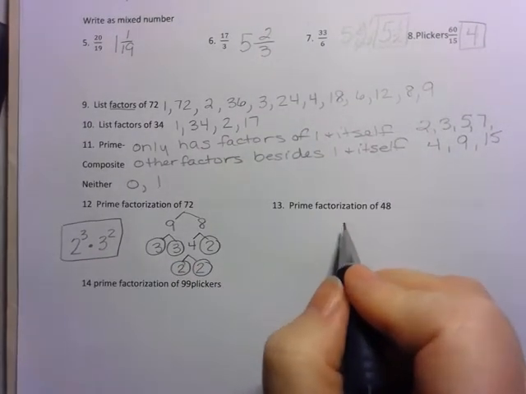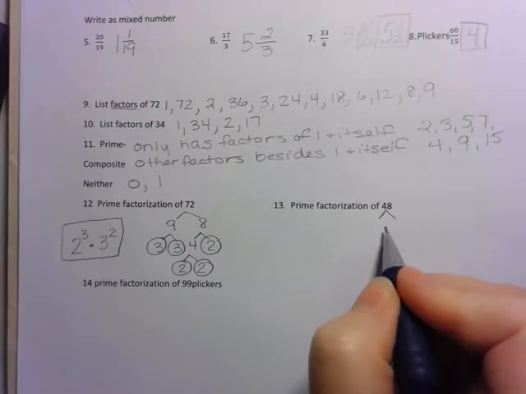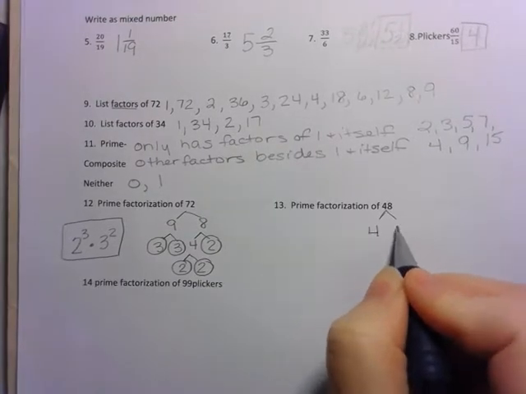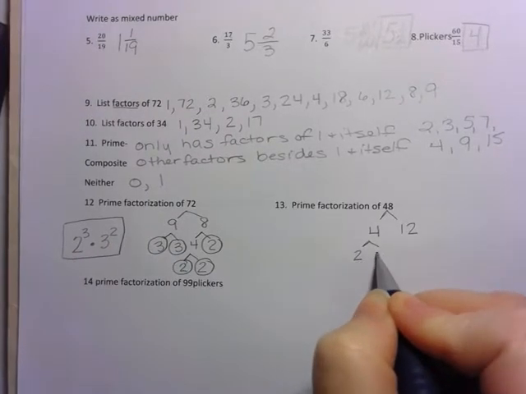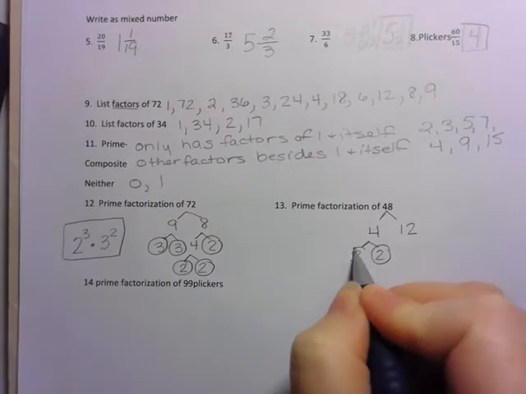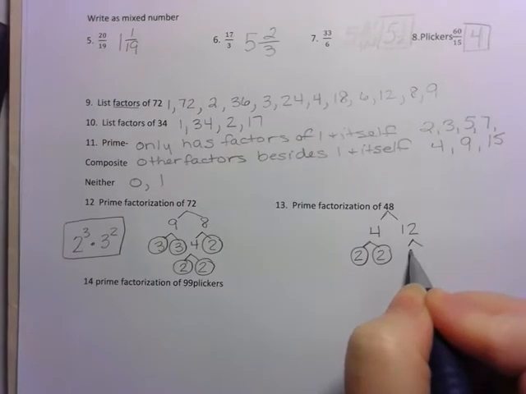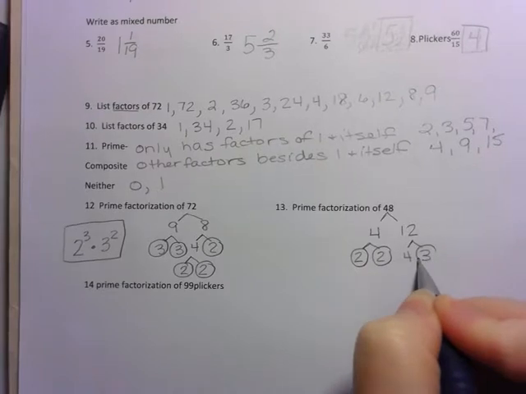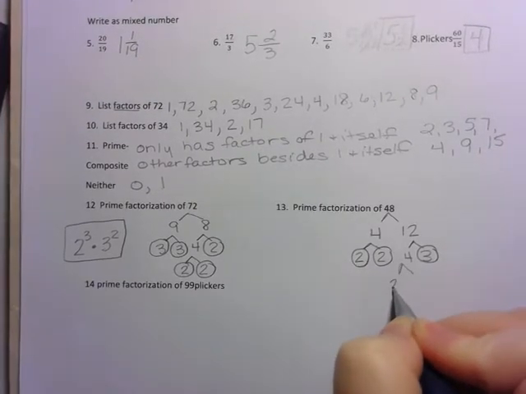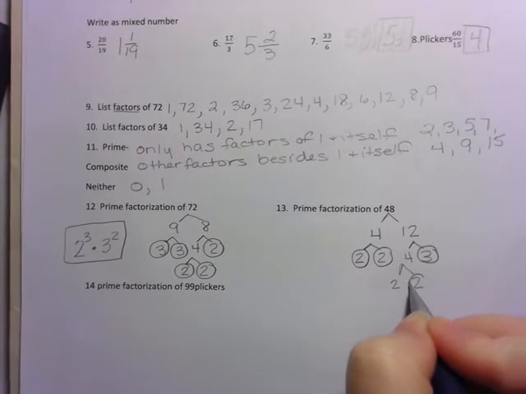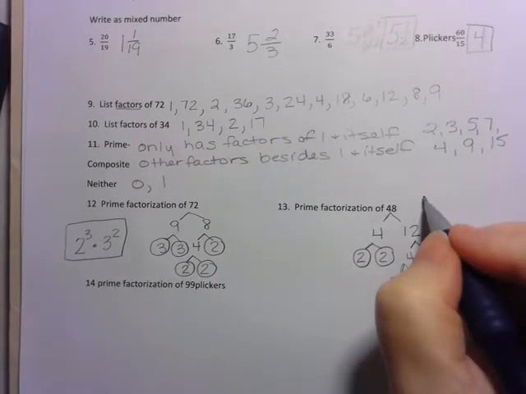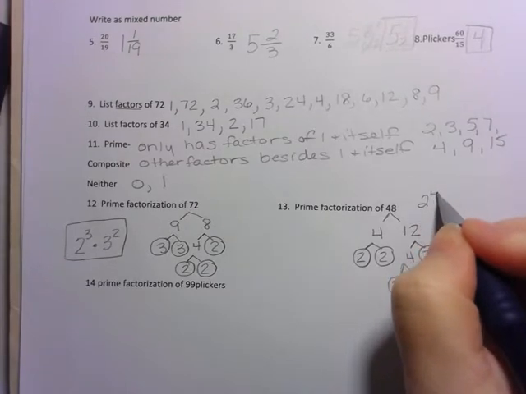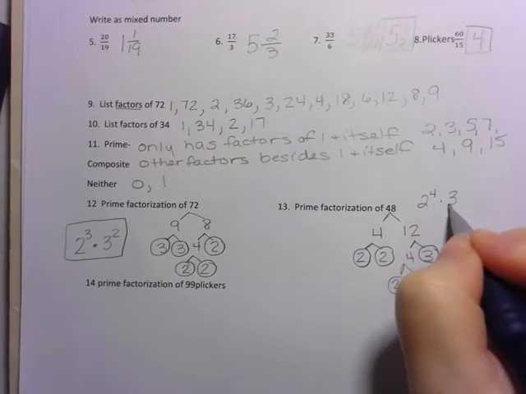Prime factorization of 48. Again, you can start with any two numbers. I'm going to start with 4 times 12. 4 is broken down to 2 times 2. 12 can be broken down to 4 times 3. I further break down 4 to 2 times 2. So my prime factorization of 48 is 2 to the 4th times 3.